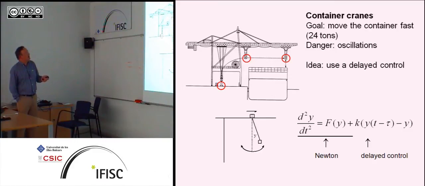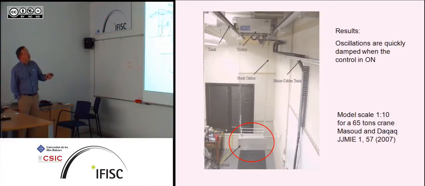You take the container, you have to do it fast, for economical reasons you have to do it very quickly, but you have some oscillations that you want to reduce. People propose to use a delay control like that. This is nothing other than the equation of the pendulum. Okay. This is the delay control that is installed in the system, and used to increase the damping.